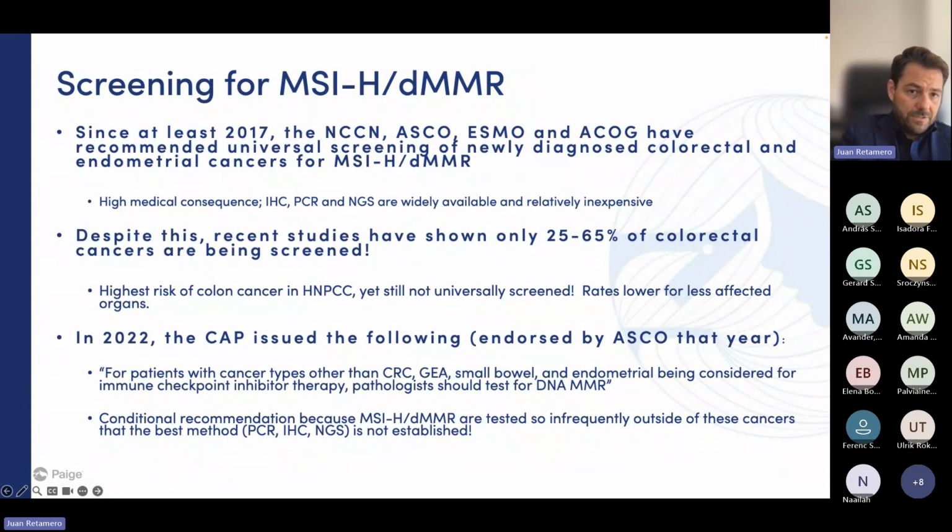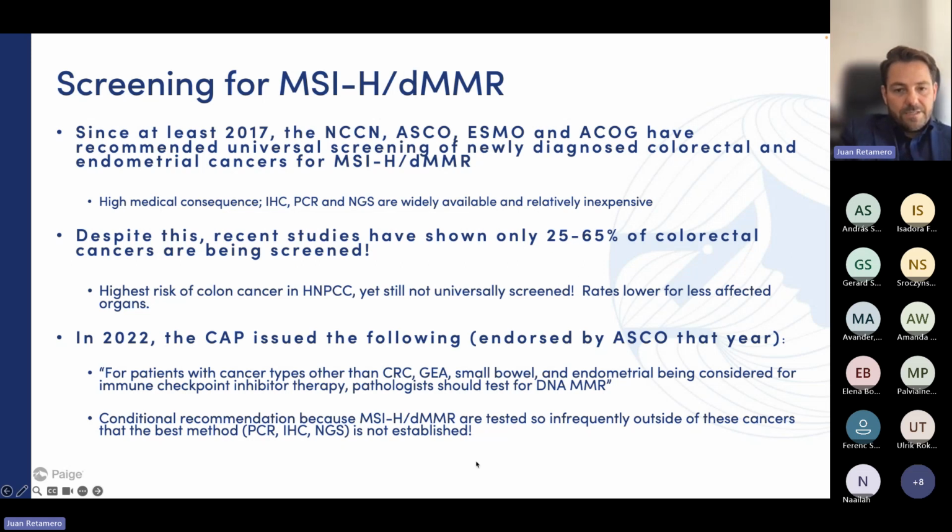And indeed, since 2017, there is a strong recommendation to screen newly diagnosed colorectal and endometrial cancers for MSI high. But the problem is that despite these strong recommendations, recent studies have shown that only between a quarter and less than three quarters of these patients with new colorectal cancers are being properly screened. So in other words, we don't always do a perfect job when it comes to screening these new colorectal patients for MSI high.